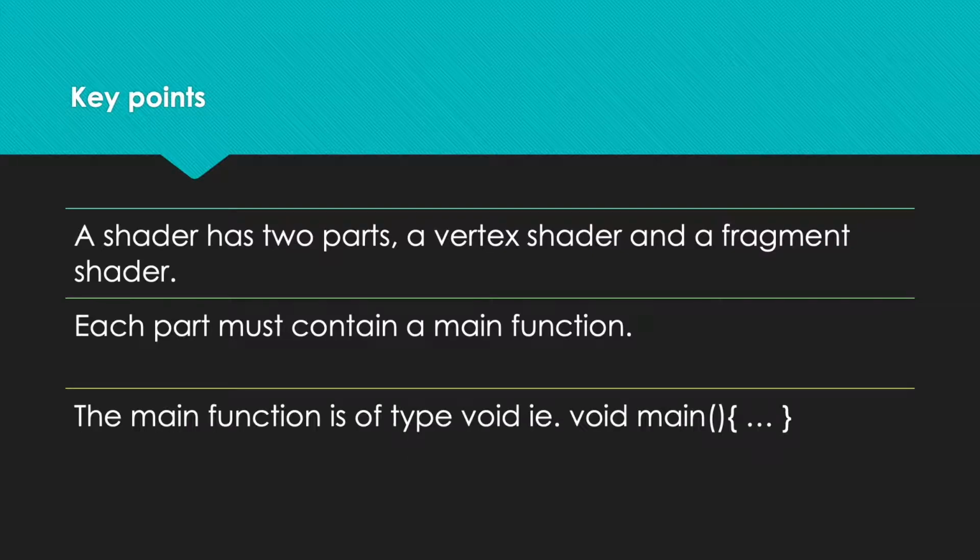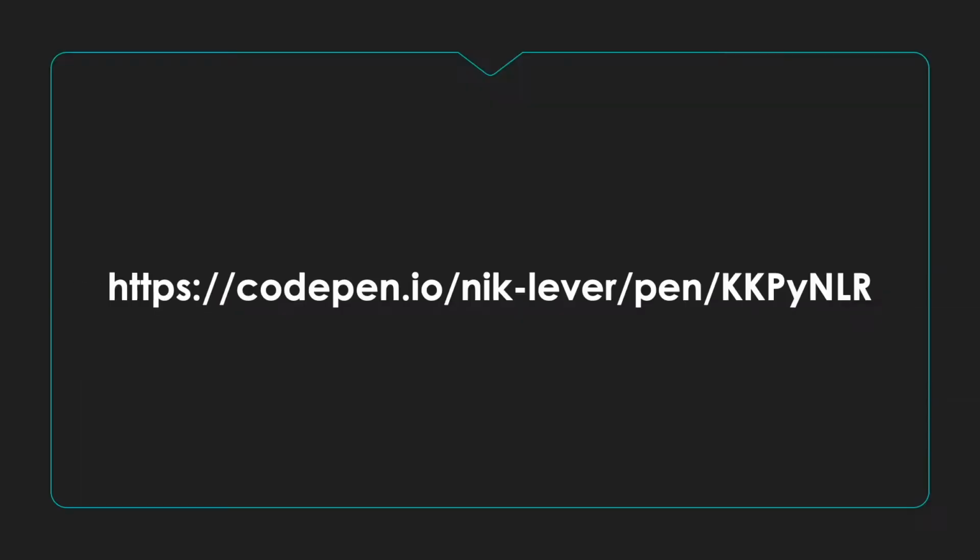value. The main function will be called first, automatically, and does not return a value. A function that does not return a value must be defined as void. So the main function takes the form void main, open close brackets, curly braces. Take a look at this address.